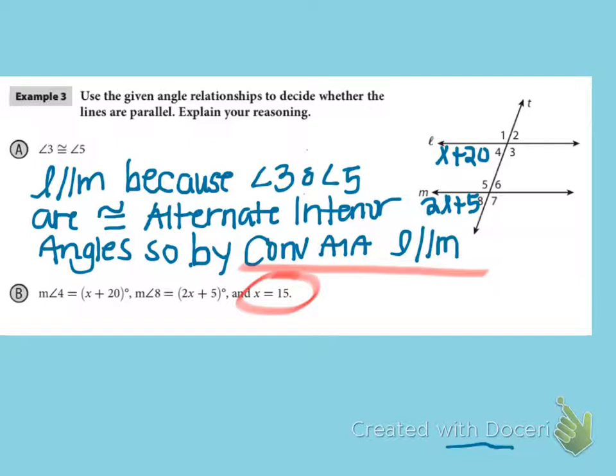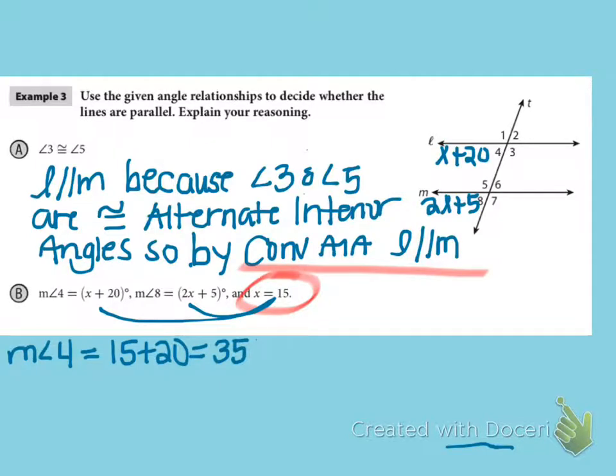Okay, so these angles are in the position of corresponding angles, right? So if they were equal, we would be able to tell then for sure the lines would be parallel. But we don't know if they're equal yet. So what we have to do is take this 15 and plug it into both expressions and find out what their measures are. So if I substitute in 15 for x into the measure of angle 4, I'd say 15 plus 20, and that's 35 degrees.